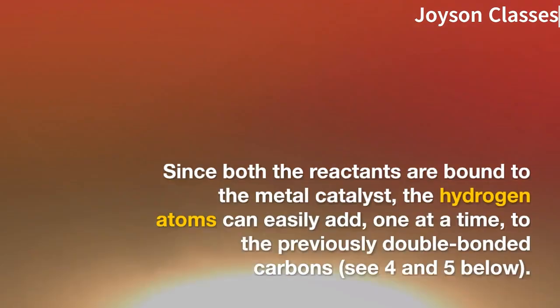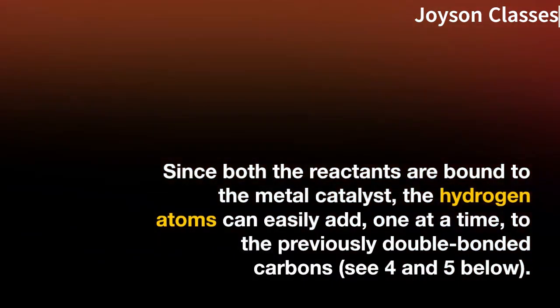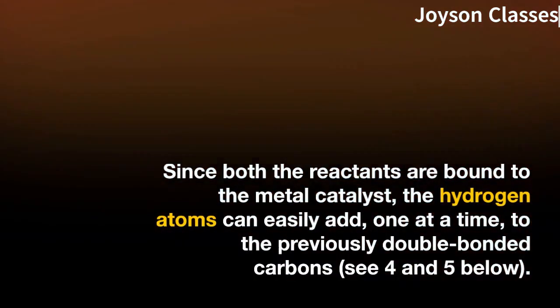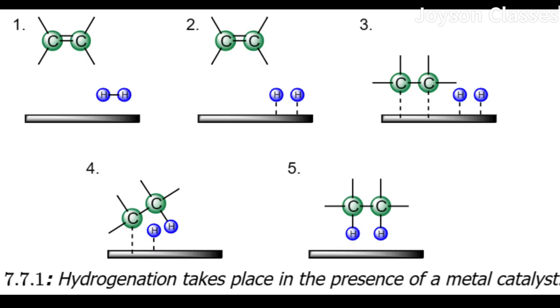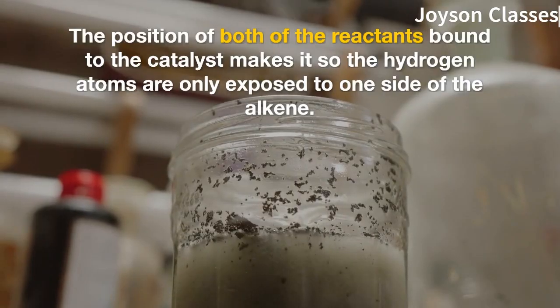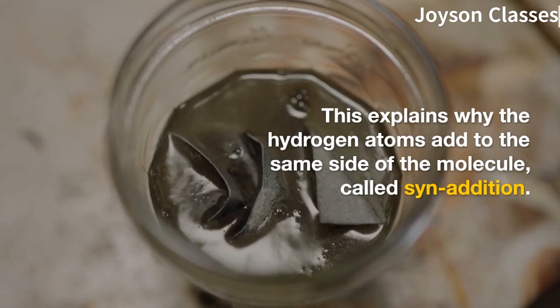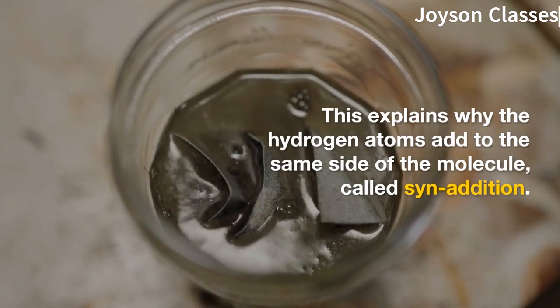Since both the reactants are bound to the metal catalyst, the hydrogen atoms can easily add, one at a time, to the previously double-bonded carbons, as shown below. The position of both of the reactants bound to the catalyst makes it so the hydrogen atoms are only exposed to one side of the alkene. This explains why the hydrogen atoms add to the same side of the molecule, called syn addition.